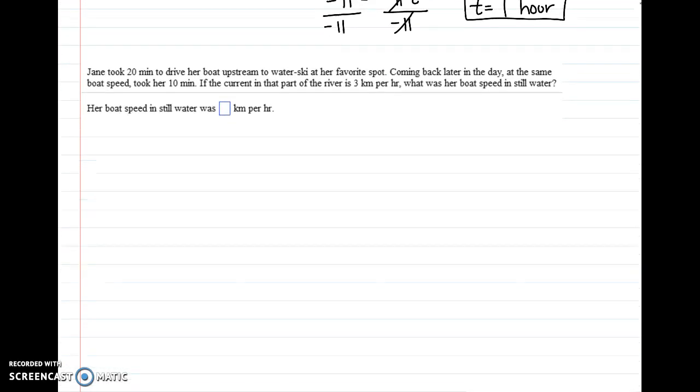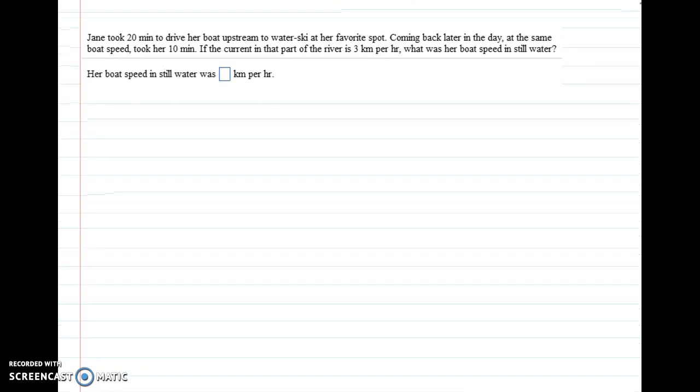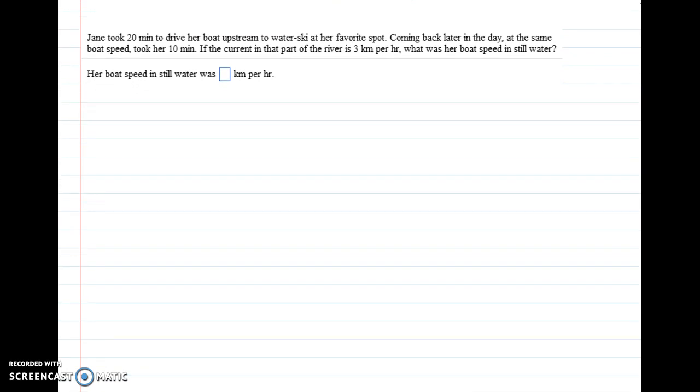Okay, we have one more motion question. I'm sorry to disappoint you. Only one more. It's about Jane. Jane took 20 minutes to drive her boat upstream to water ski at her favorite spot. Coming back later in the day at the same boat speed, it took her only 10 minutes. The current in that part of the river is 3 kilometers per hour. What was her boat speed in still water?